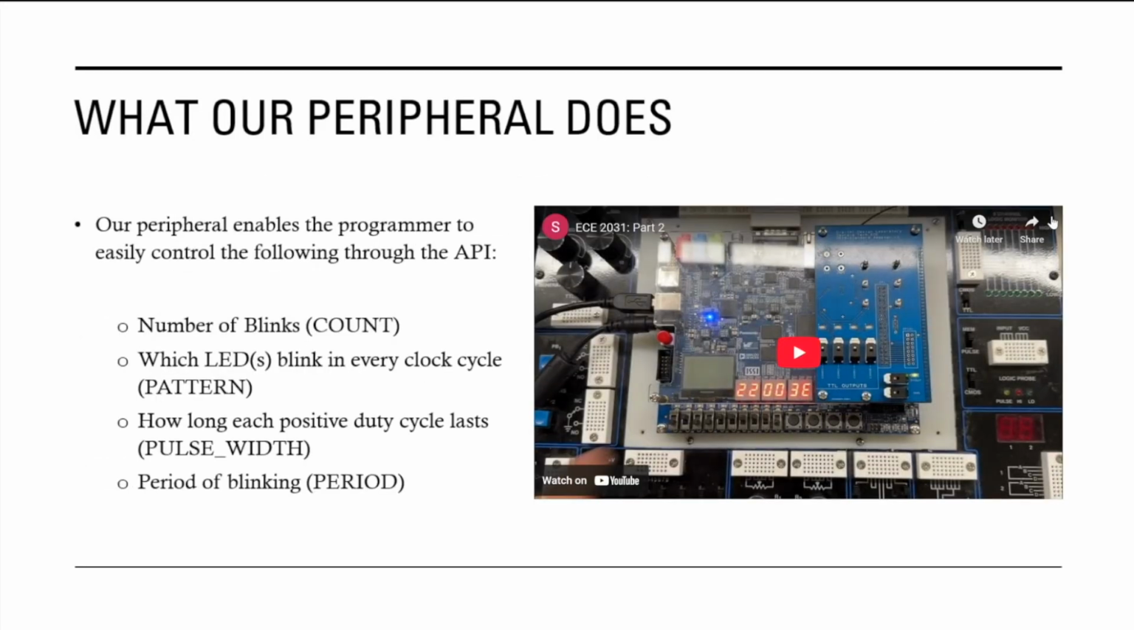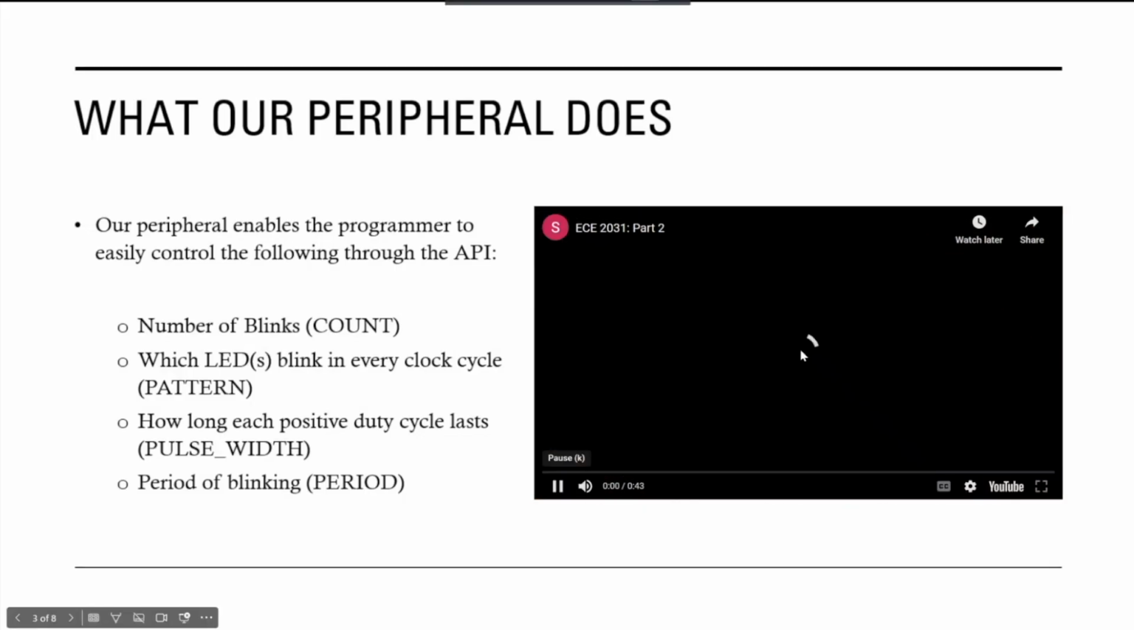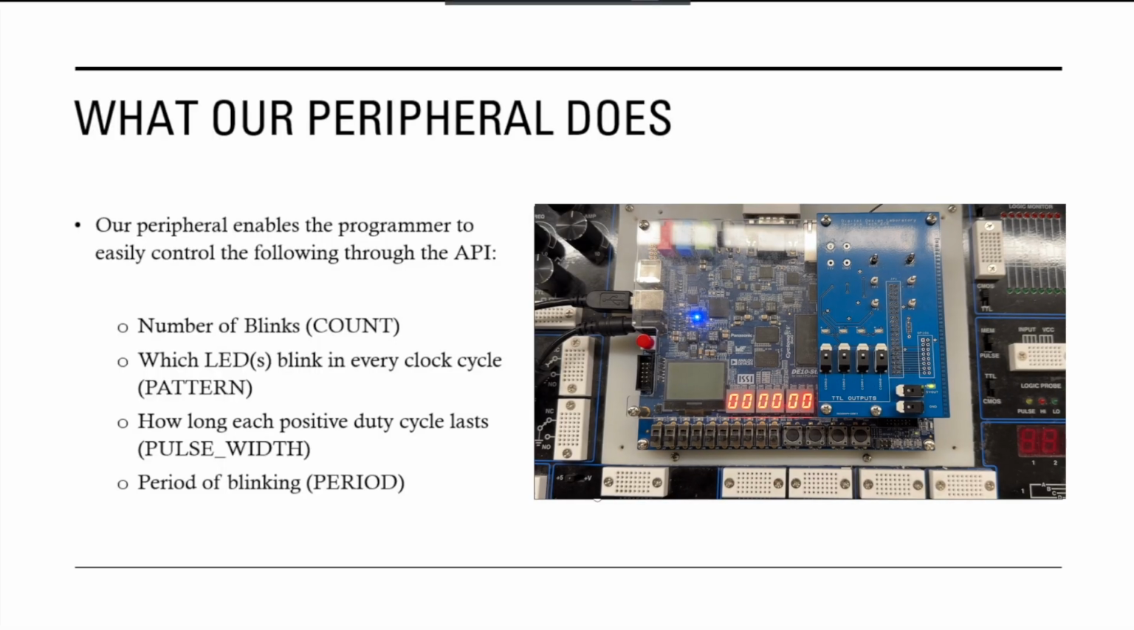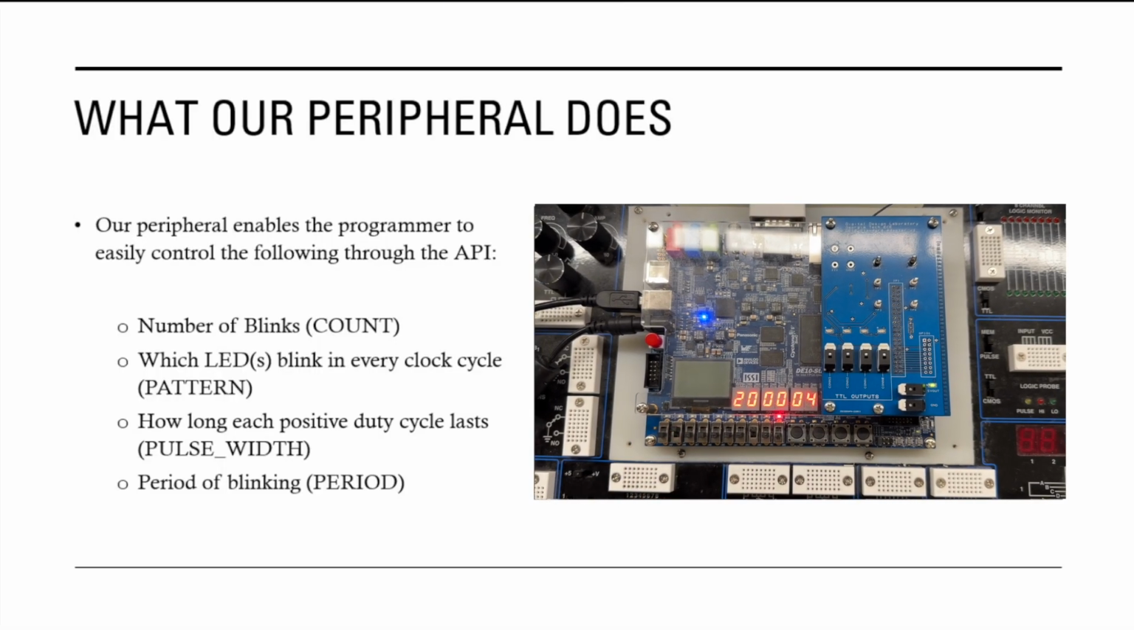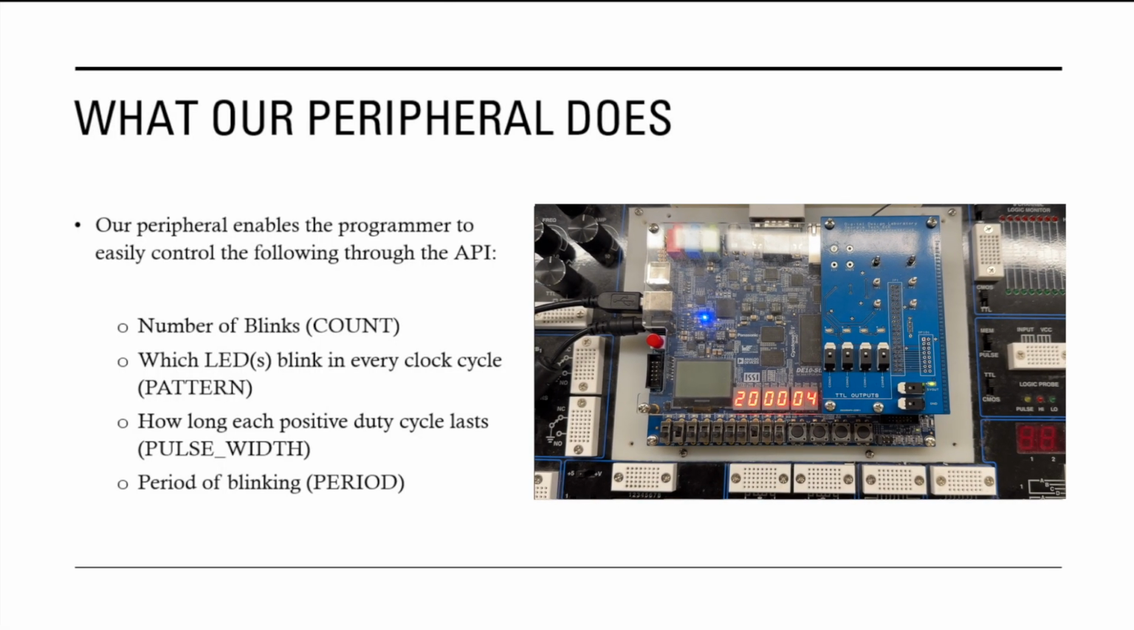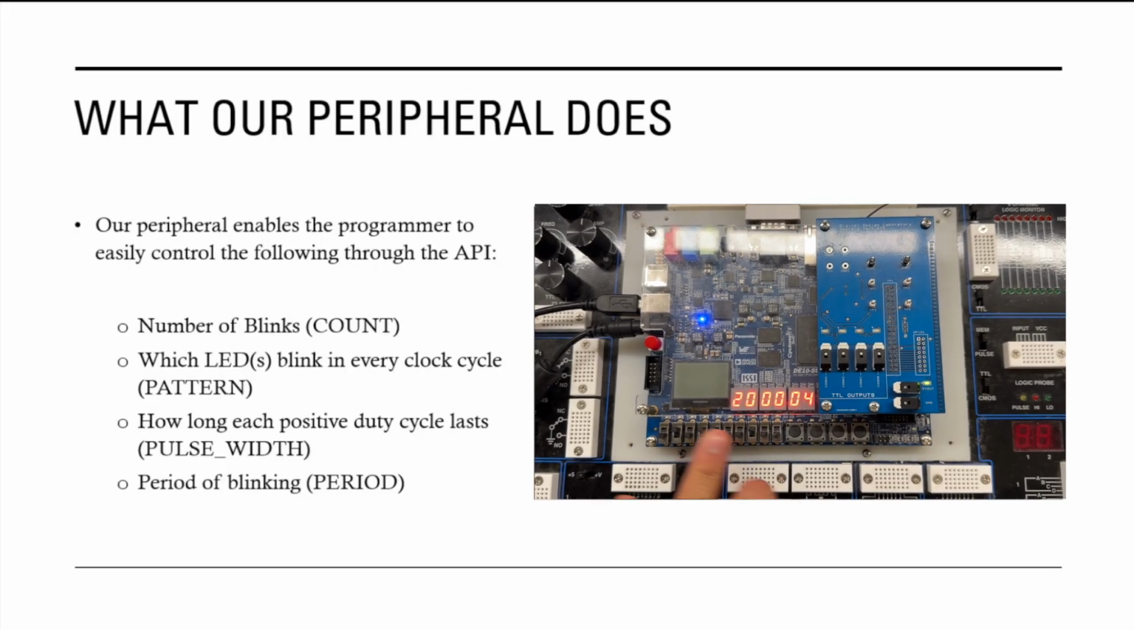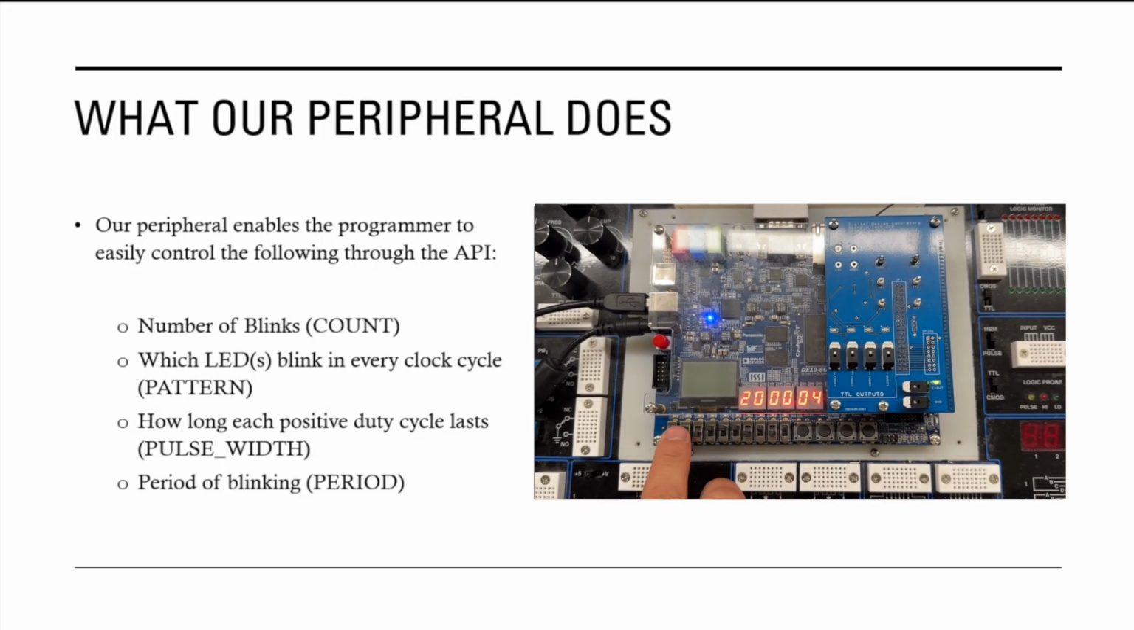So what our peripheral does is enable the programmer to easily control the following aspects through the API. The number of blinks, which is stored as count; which LEDs blink in each clock cycle, which is stored as pattern; how long each pulse of the duty cycle lasts, which is stored as pulse width; and period of blinking, which is stored as period. So the programmer can control the frequency and duty cycle by modifying pulse width and period. In implementation, we store these four as four different registers, from hex 20 to hex 23.